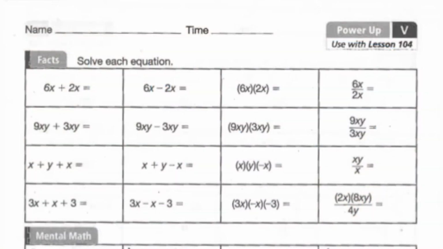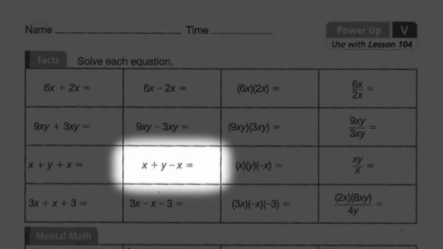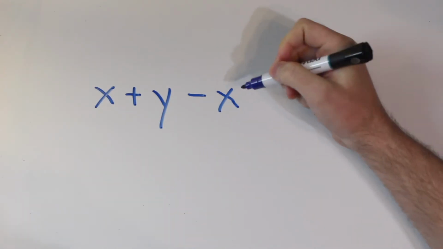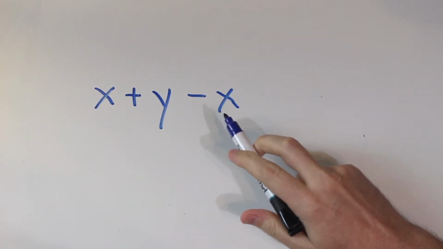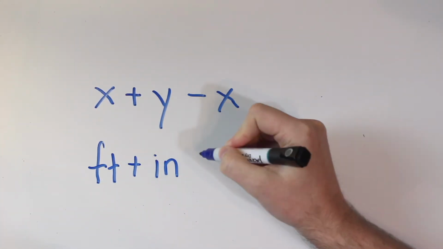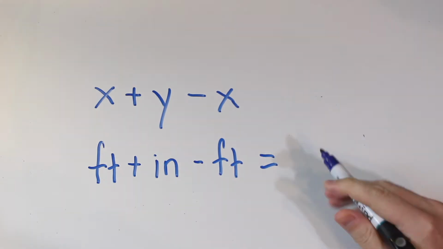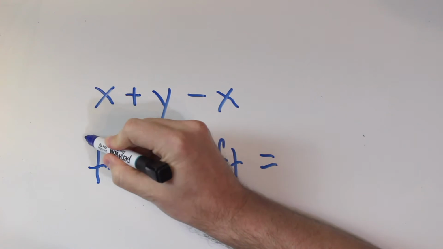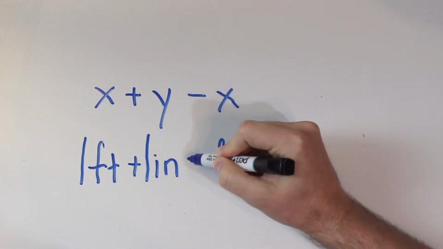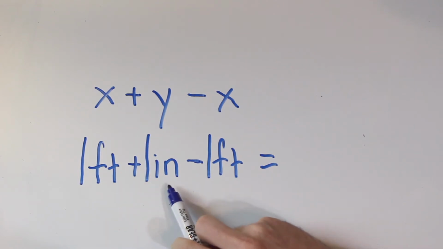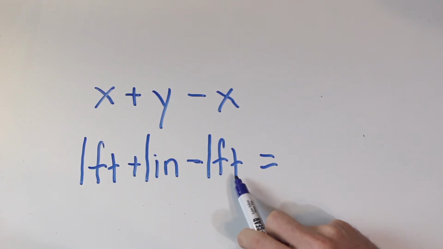Our next problem is similar, but has subtraction in it. X plus y minus x. Once again, let's imagine this problem with feet and inches. A foot plus an inch minus a foot would be what? Well, let's put in our implied ones. This problem wouldn't change if we said 1 foot plus 1 inch minus 1 foot.